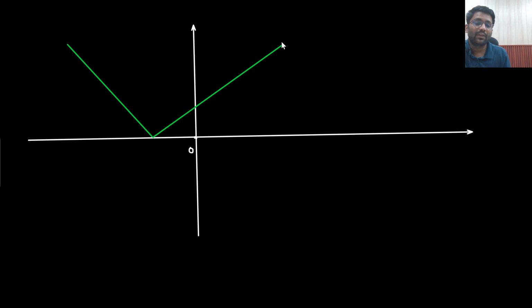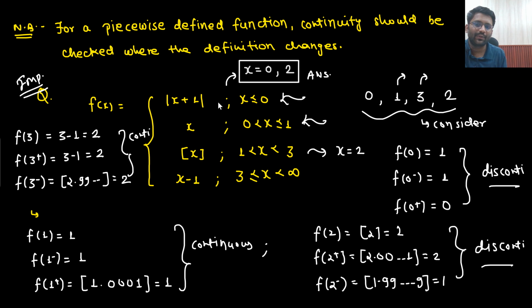This is the graph, but you will follow it only till the point x equals to 0. That means for x less than or equal to 0 it will be followed till this point only. So at minus 1 it is giving value 0, and at 0 it is giving value 1.